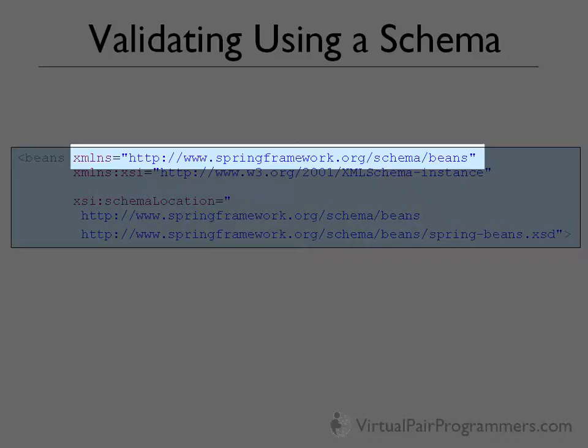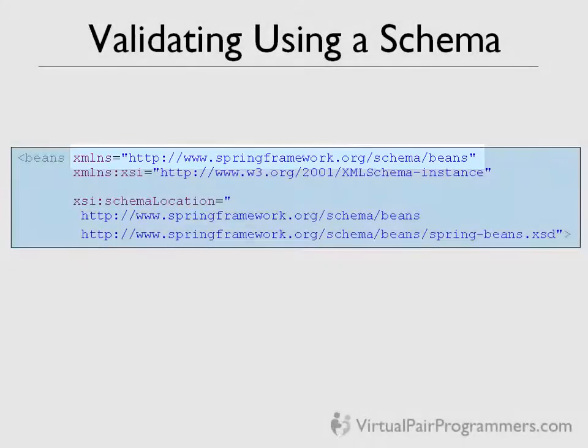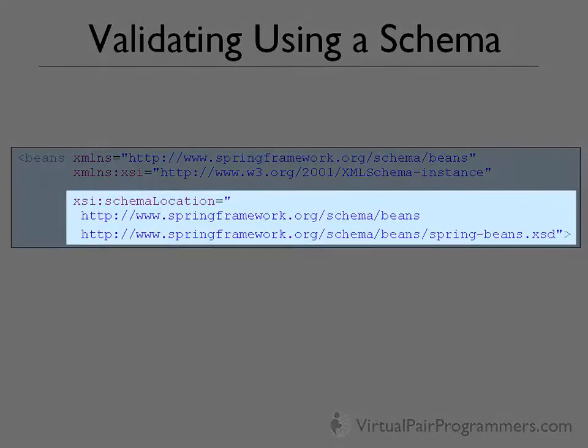Now, this namespace contains all of the tags that we've been working with on the course so far. That's got tags such as beans and bean and property and all of those basic tags. Now, the next property that I've added here isn't actually required, but it is very useful in development because this will enable things like auto-completion and syntax error highlighting.